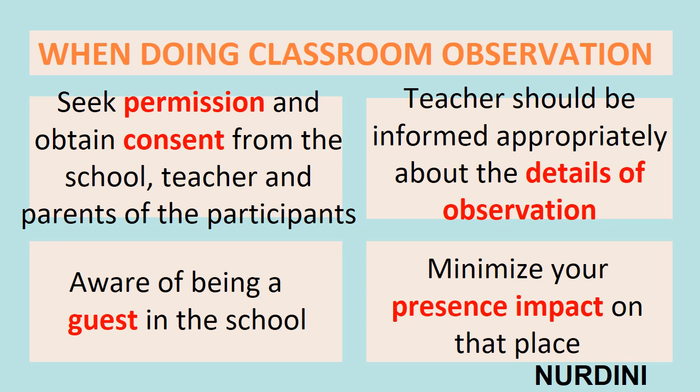The next one is the teacher should be informed appropriately about the details of the observation. So before we go for classroom observation, in order to gain their willing participation, we need to explain the details of the observation, such as the purpose of our study, what our study is about, and whether we are going to participate or not, and if we are going to participate, what is the degree of participation? Is it the whole lesson or what?